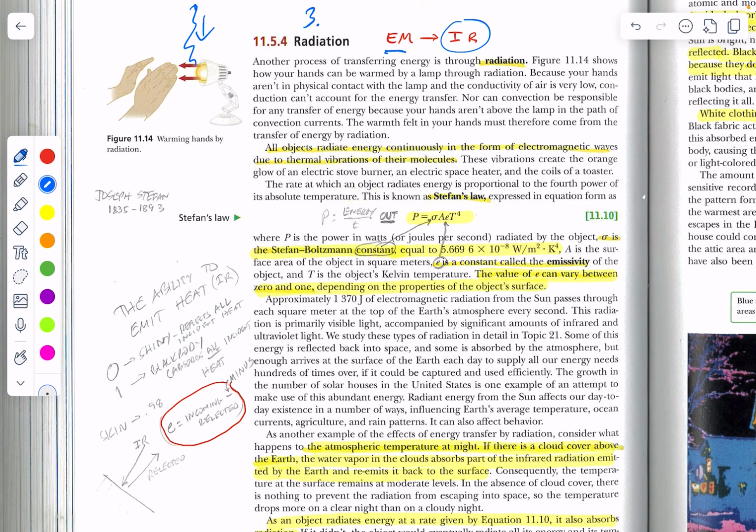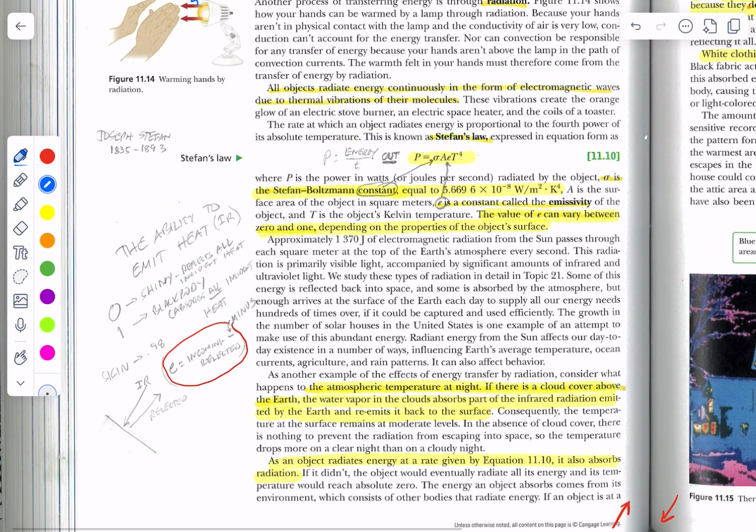Now, Stefan's law, when we talk about this law, which is over 100 years old, it comes from an Austrian guy, Joseph Stefan, from 1835 to 1893. He was a physicist.